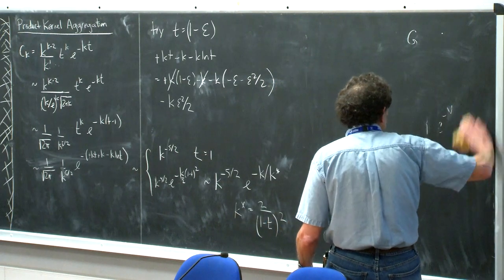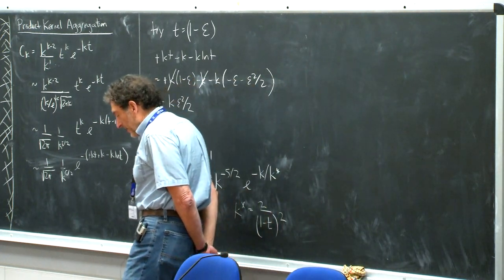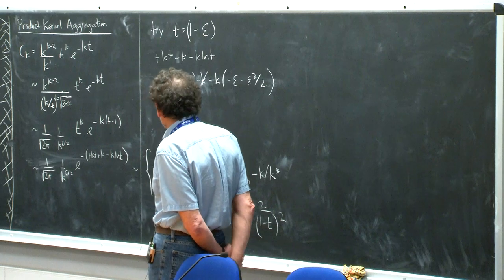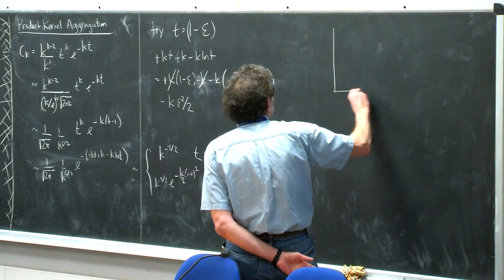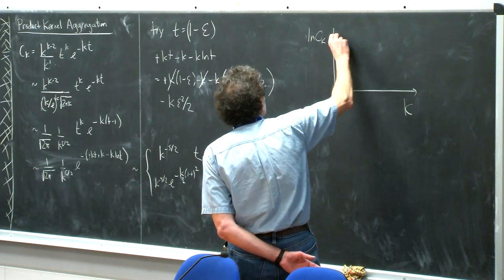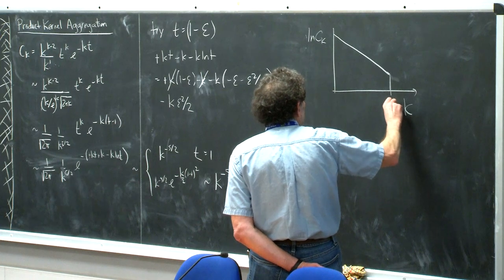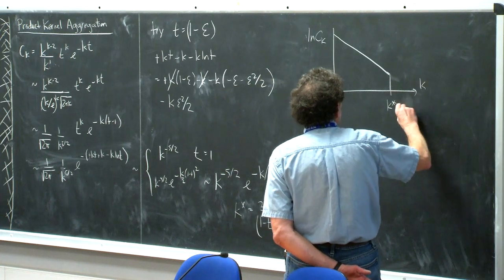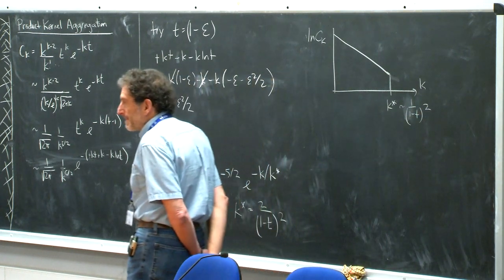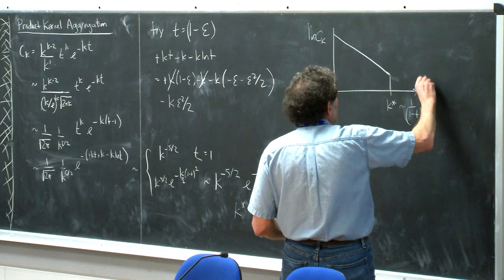And if you remember from earlier, the previous lecture, I argued that for type 1 kernels, where large interactions are dominant, which is what happens in product kernel aggregation, the cluster mass distribution, if I plot ck as a function of k, so let's plot log of this thing, is a straight line, and here there's an exponential cutoff at a k star, which is proportional to 1 over 1 minus t squared. Yeah, sorry, it's log ck versus log k.